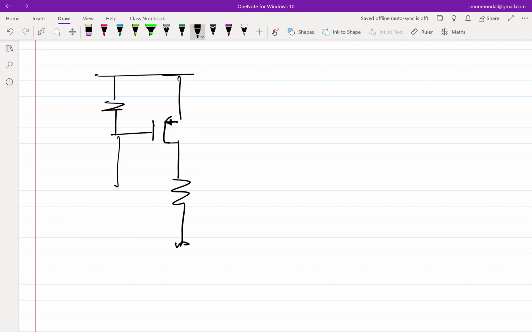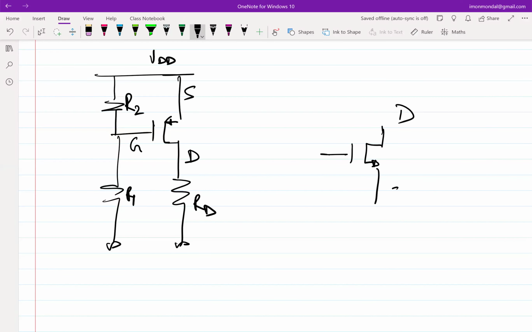So let's do the biasing first. So this was VDD, this was R2, this was R1, this is RD. Okay, so now I have a PMOS device. Sorry, this is a PMOS device. Now I have an NMOS device. This was drain, this was source, this was gate. Here this becomes drain, this becomes source, this becomes gate. The quiescent current was flowing from top to bottom. Here the quiescent current will flow from top to bottom, but from drain to source.